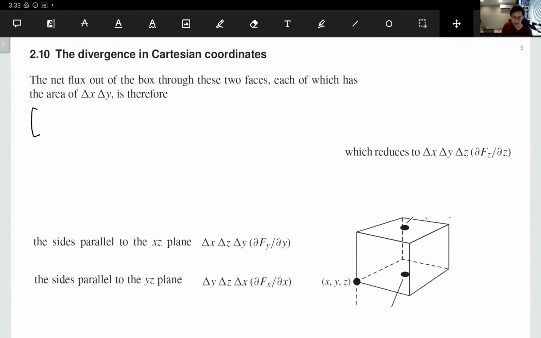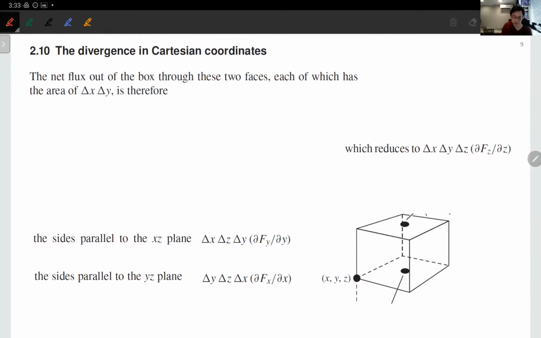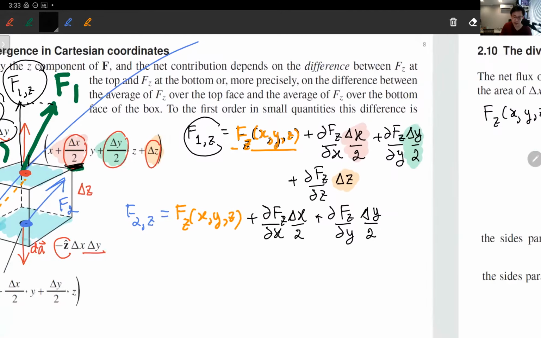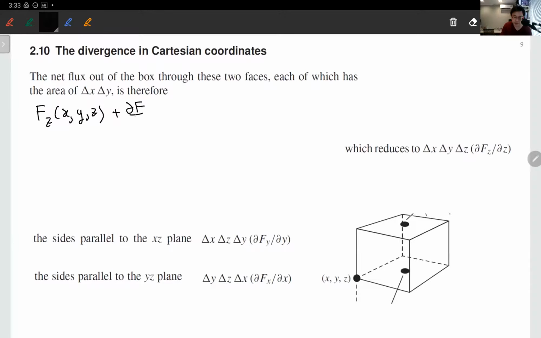So I'm going to start with the F. It's going to be a bit long, but okay. Let me color code it here properly. So it's going to be F_z at x, y, z. That's your starting term right there in orange, followed by a little bit of change along the x, delta x over 2, a little bit of change along the y, delta y over 2, a little bit of change along the z times delta z, and everything is already on the z component of the F.